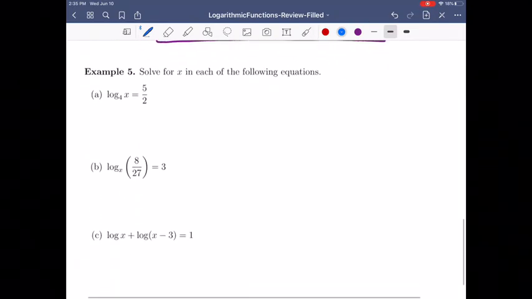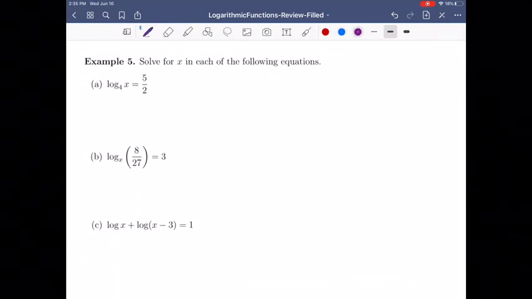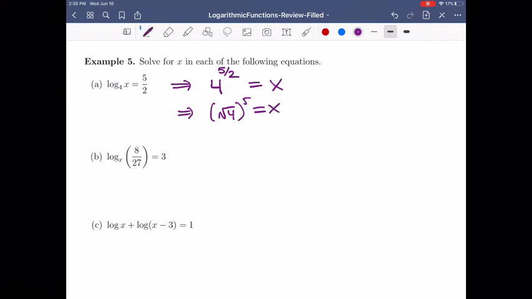So let's solve a few equations involving logarithms. Suppose I want to figure out the x values for which log base 4 of x is equal to 5/2. A common thing that we do is switch to the exponential. So what this says is the base 4 to the power 5/2 is equal to x. I know how to compute 4 to the 5/2. This is square root of 4 to the power 5, which means that x is 2 to the power 5, which is 32.